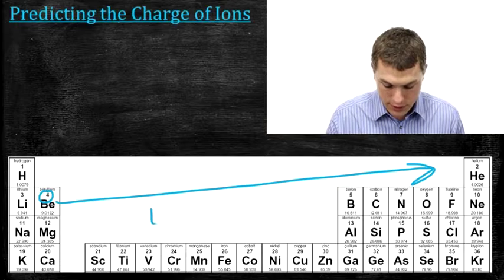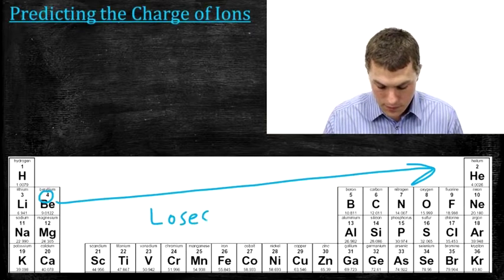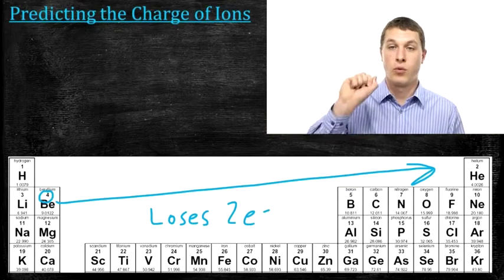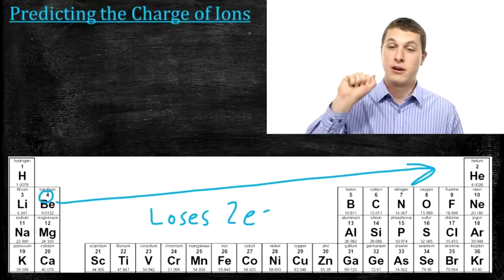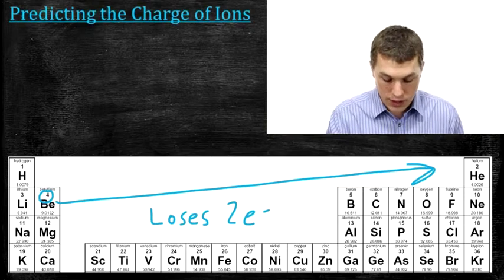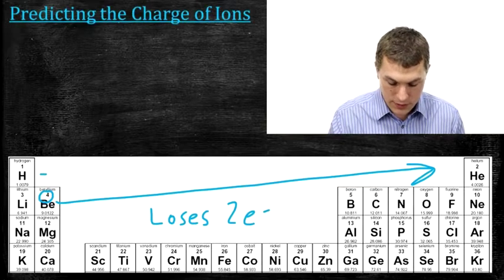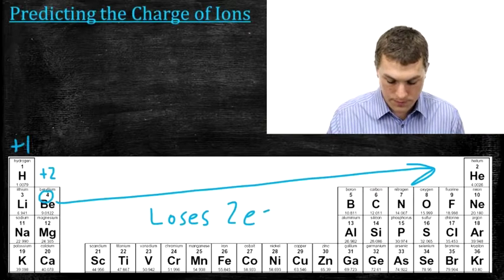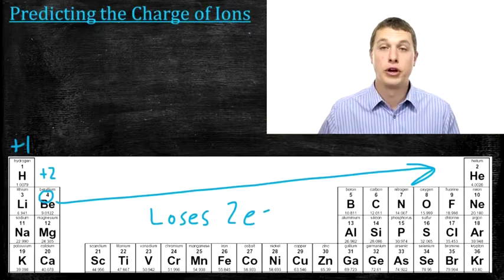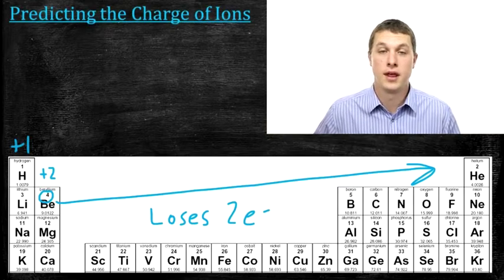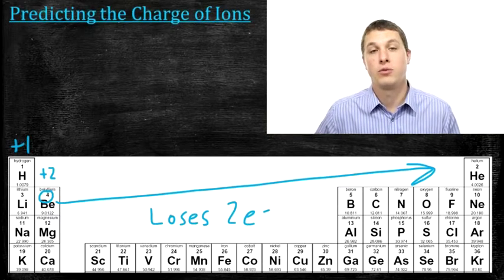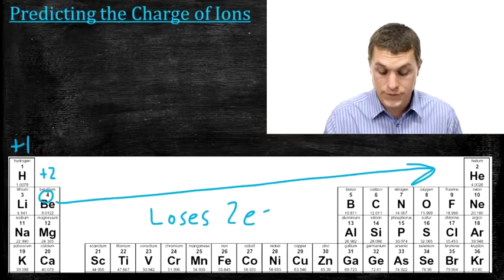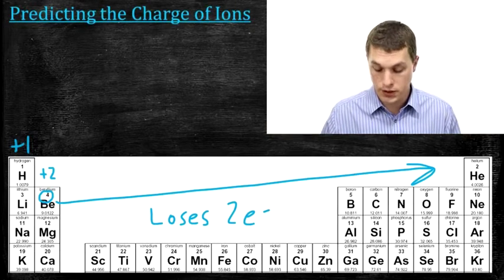So when it loses 2 electrons, that makes it positive 2. So I get rid of 1 negative charge, that makes it positive 1. I get rid of another negative charge, that makes it positive 2. So everything in that group tends to be plus 2. And everything right here tends to be plus 1. So the group or the column that our element is in will tell us what charge we actually will have on our different elements. And that first column is plus 1, the next column is plus 2.